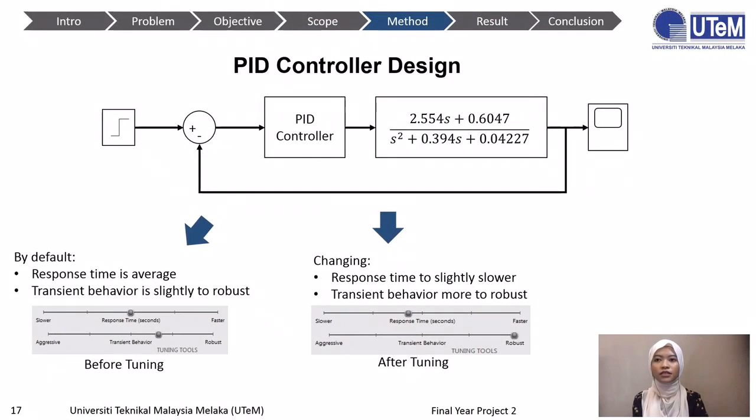Next phase is PID controller design. This is the block diagram of the coupled tank system with PID controller. This PID controller is designed by using the PID Tuner application. By default, the response time is average and the transient behavior is slightly too robust. After tuning, the response time is slightly slower to reduce the percentage overshoot, and the transient behavior is more robust.